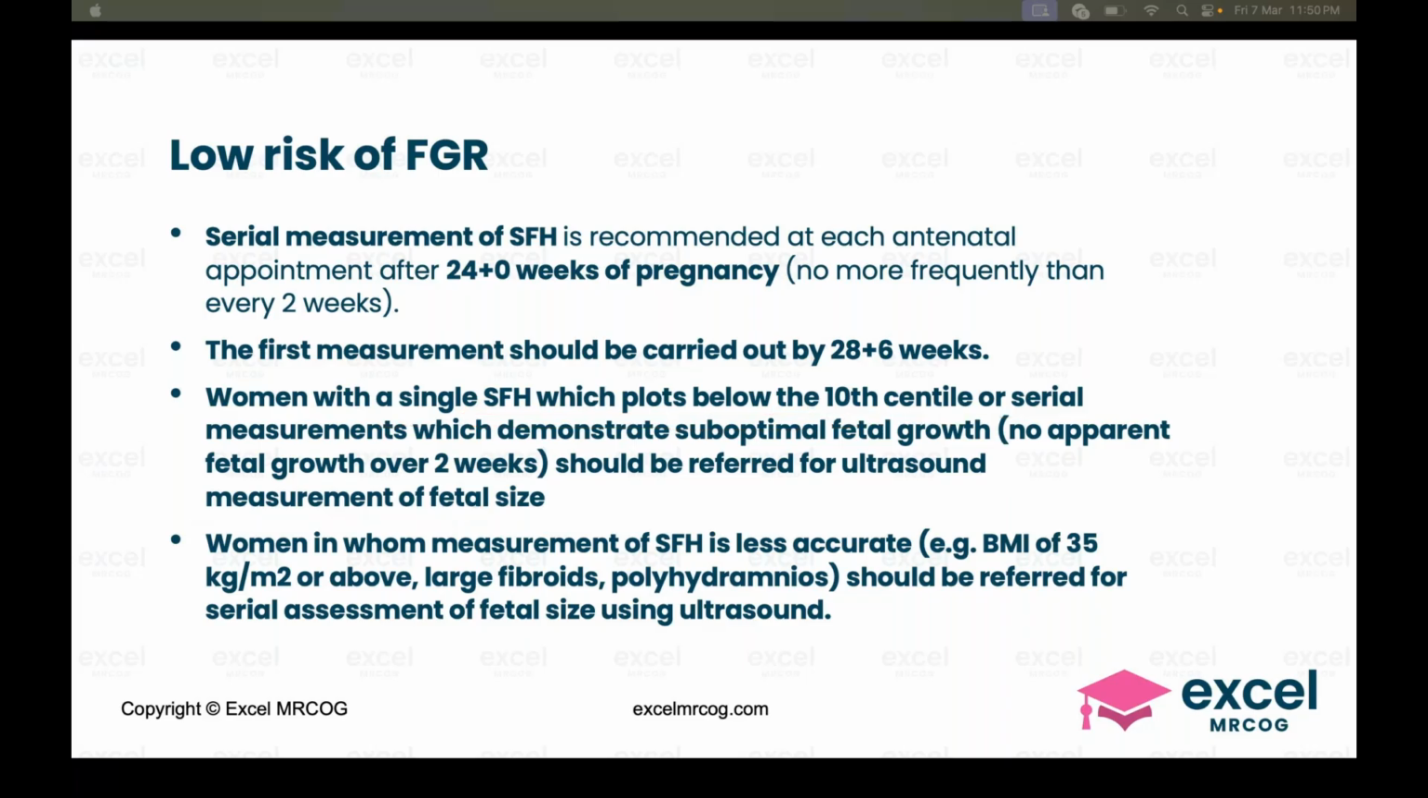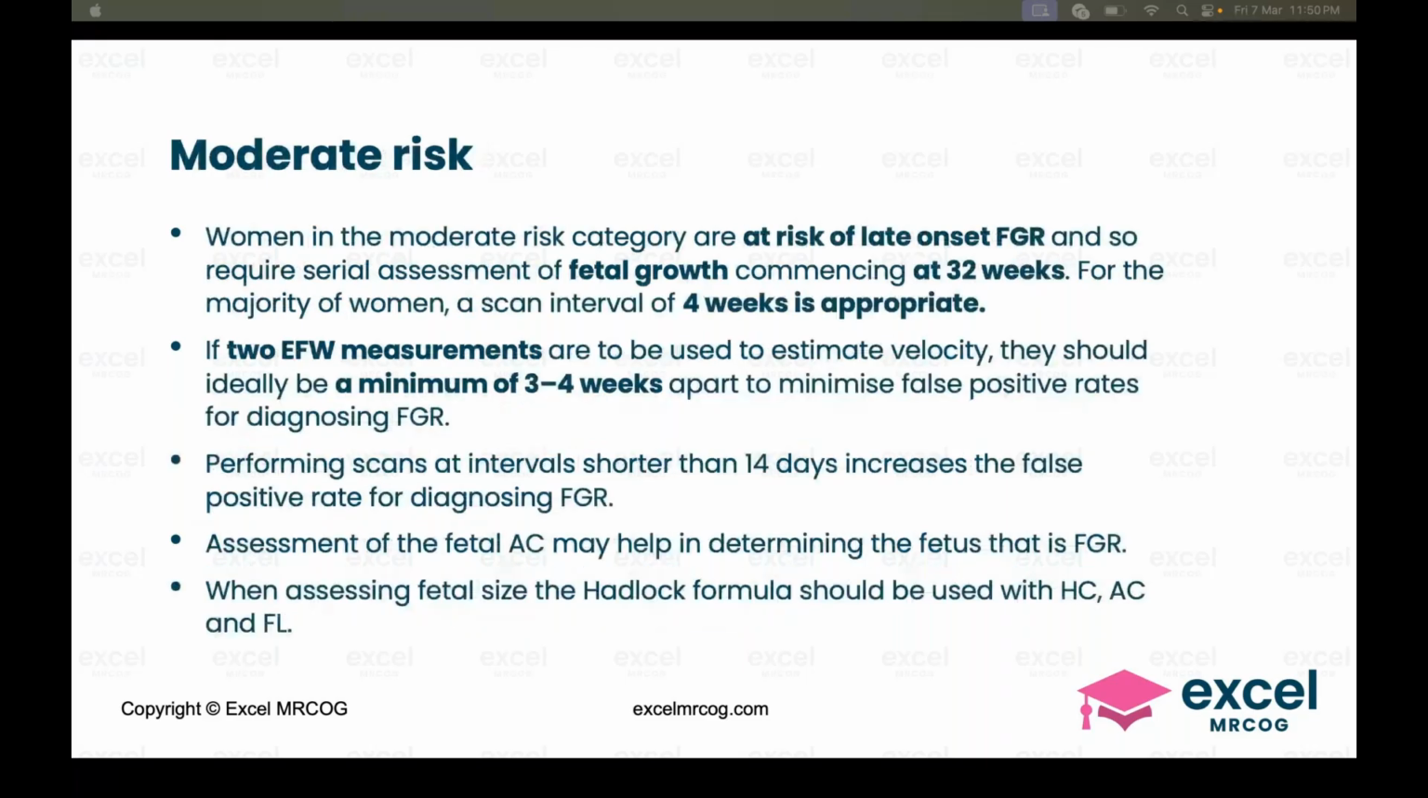Moderate risk. What are moderate risk factors? We will see in a bit. But when there are moderate risk factors, what to do is what we are seeing now. They are at risk of late onset FGR. That is why they require serial monitoring of fetal growth starting at 32 weeks. This has to be done every 4 weeks. So they have to be monitored.